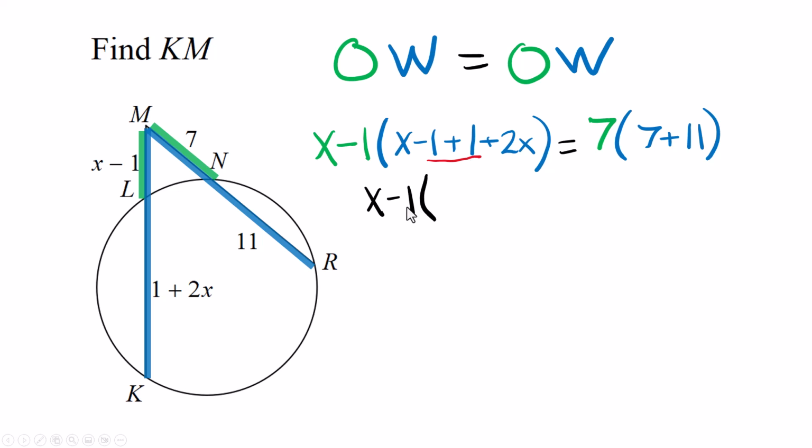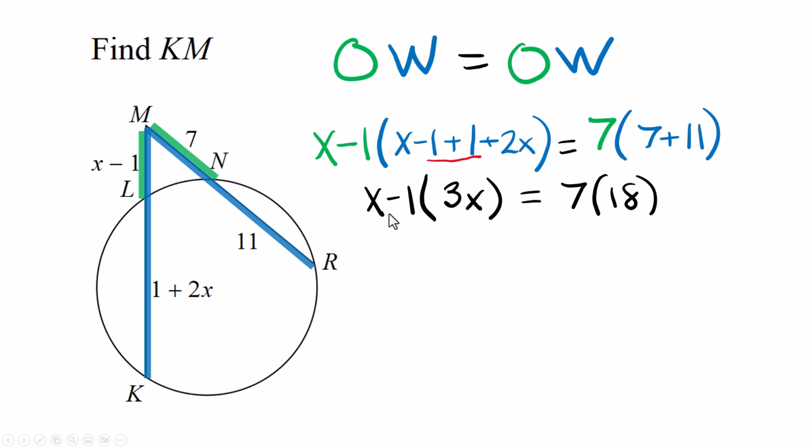I love it when that happens. So I have x minus 1 being multiplied times, well, just a 3x, because what you're left with is an x and a 2x. And on this side, it's going to be 7 times 18. All right, so we have x minus 1 times 3x. This is distributive property, but it's going backwards, because x minus 1 should be in parentheses. I just didn't draw them.